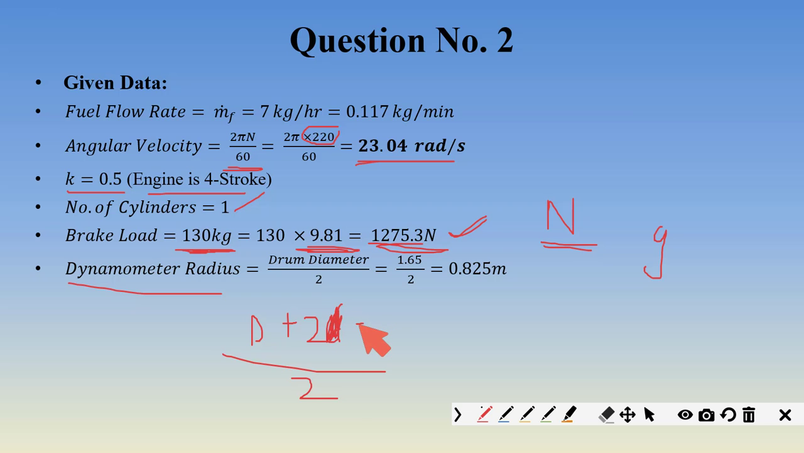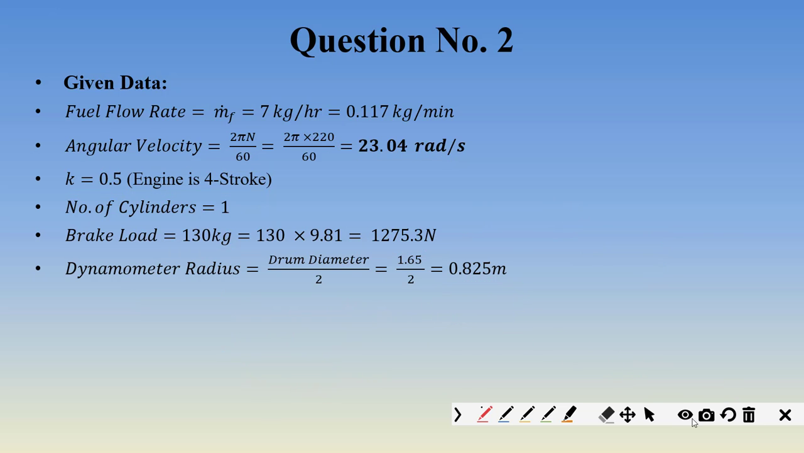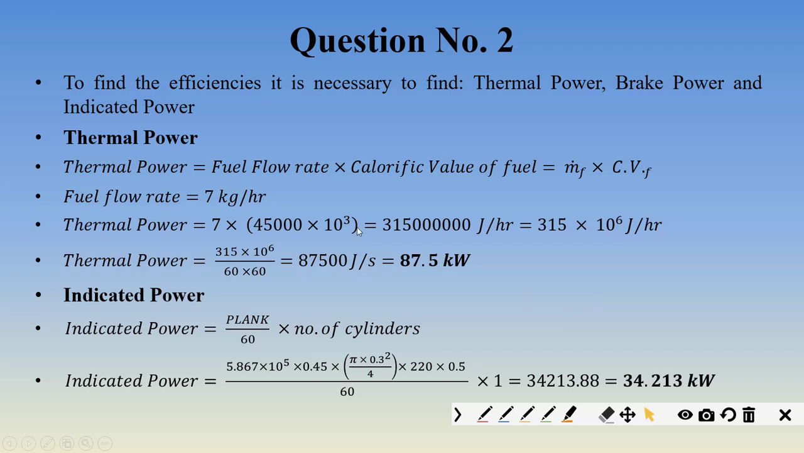So what is this d? This d is 0, so it is only d divided by 2, right? So it is 0.825 meter. So to find the efficiencies, we have to find these three powers: thermal power, brake power, and indicated power.